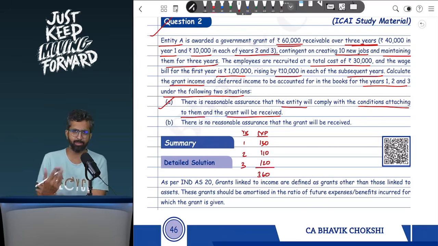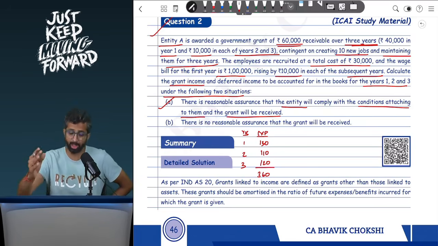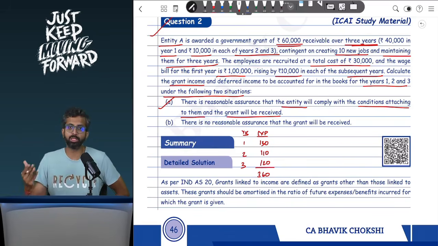Initially, your entry may be, let's say, grant receivable account debit 60,000 to deferred income 60,000. This should be your entry. Or if money has been received, then bank account debit 40,000, grant receivable account debit 20,000 to deferred income 60,000. So your deferred income balance will be 60,000, and this deferred income will be spread over the 3 years in the ratio of expenses.